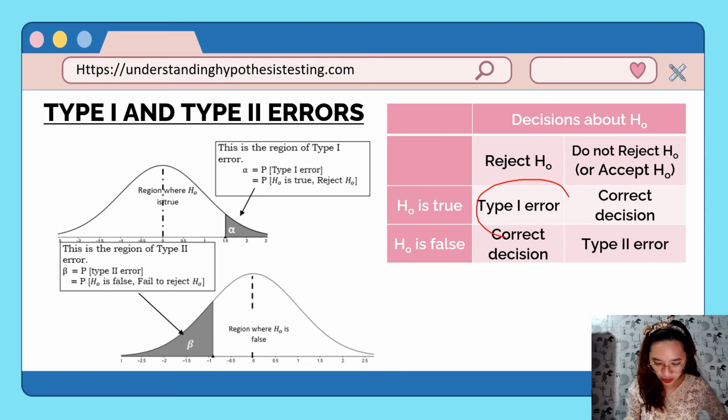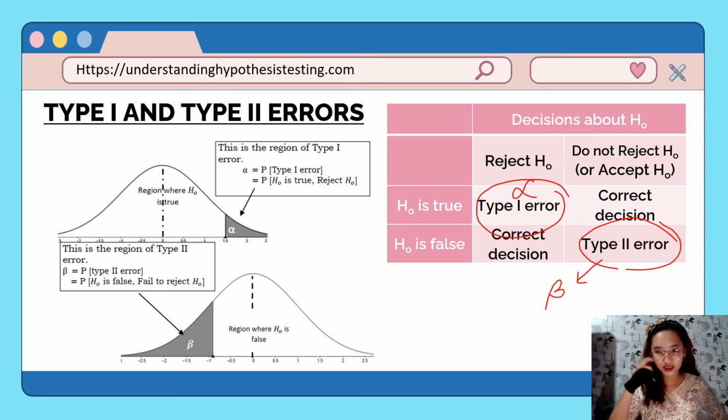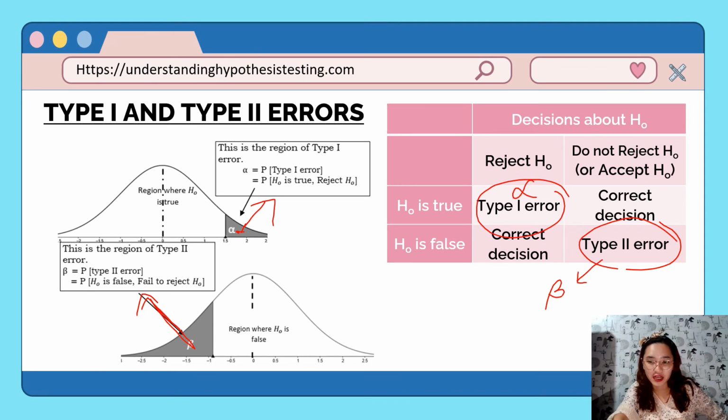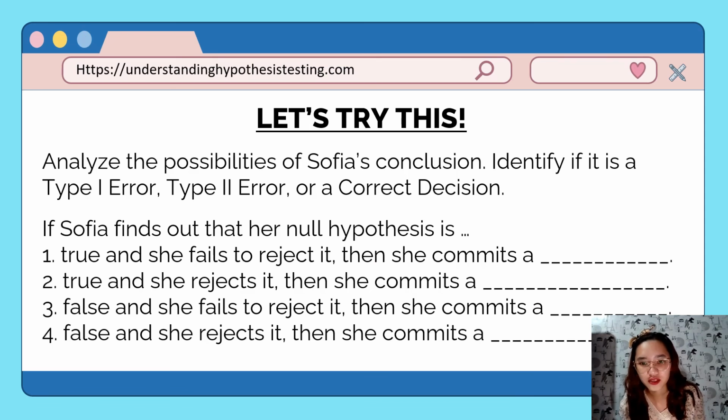Okay? So, the symbol of the type 1 error is alpha. And the symbol of the type 2 error is beta. There it is. So, let's have some examples so we can see situations where we commit these errors. So, let's try this. Analyze the possibilities of Sophia's conclusion. Those are the four possibilities of her conclusion, or the outcome of her study. Identify if it is a type 1 error, type 2 error, or a correct decision.